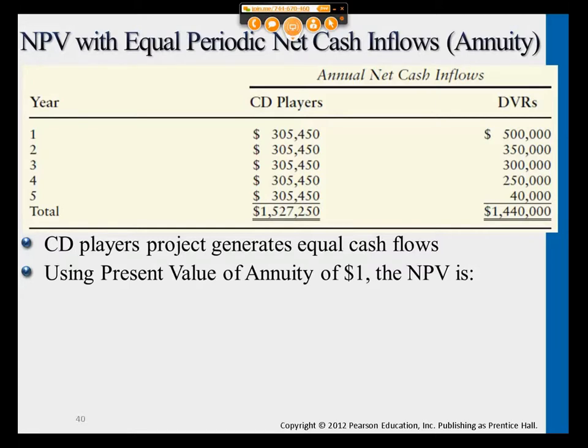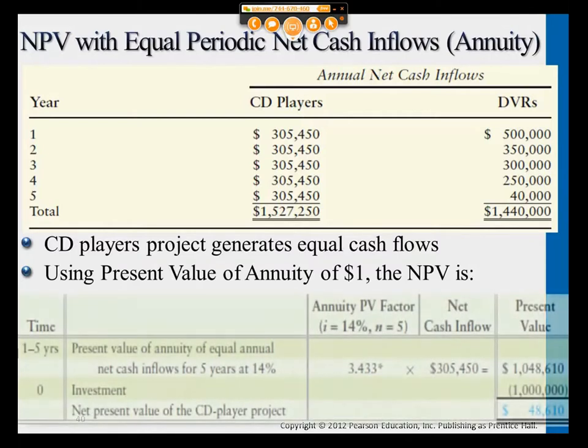So what we're going to do here practically is use this table, right, that we learned how to use last class. And when we are looking at the DVRs, we see that the amount is not the same. So what's happening here?